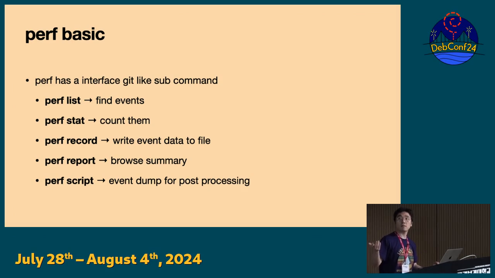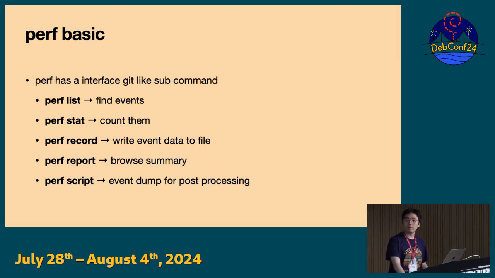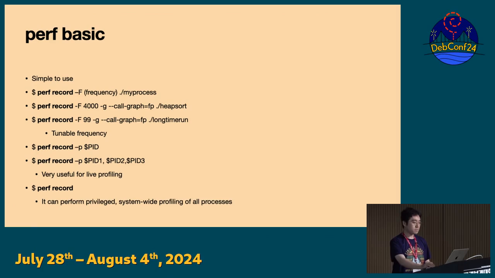This is a concept mapping to each subcommand in Perf. Perf has a git-like subcommand interface. So perf list finds events, perf stat counts them, perf record writes event data to the perf.data file, and perf report browses a summary. There are some other report options. And with perf script, we can do post-processing with perf.data.